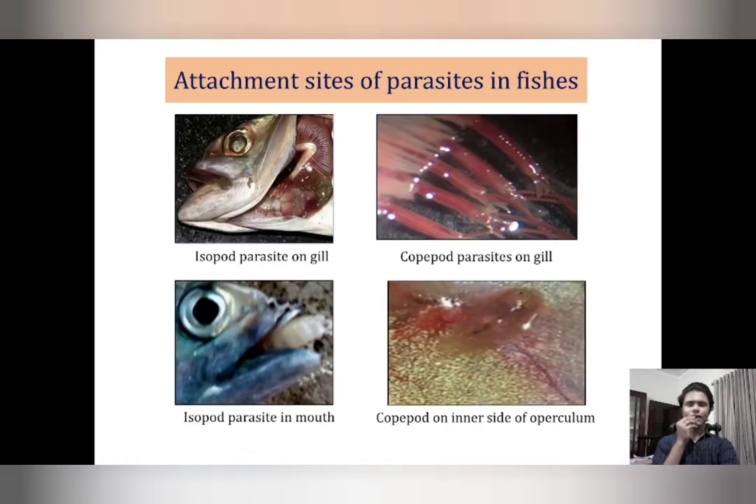Attachment sites of parasites in fishes. Isopod parasites are on gills. Copepod parasites on gills. Isopod parasites in mouth. And copepod on the inner side of operculum.